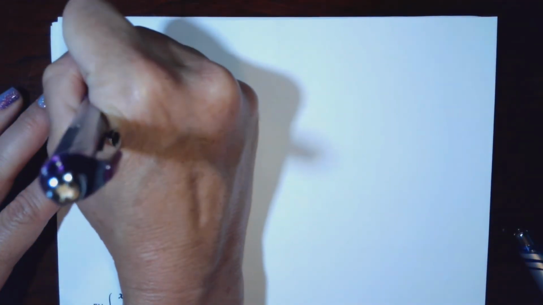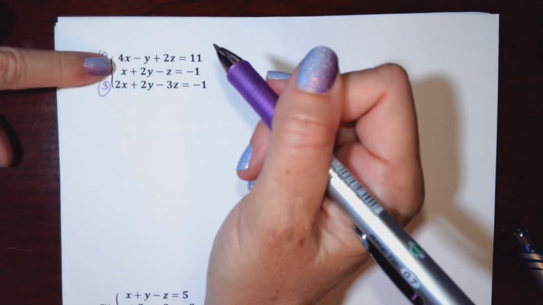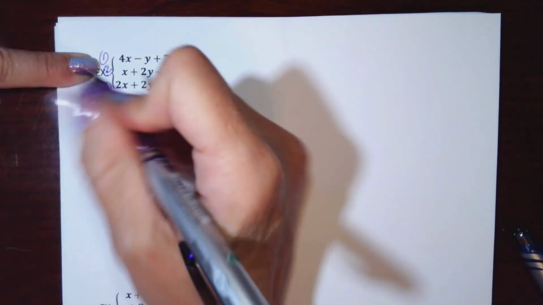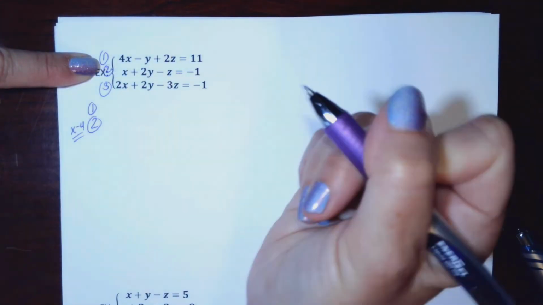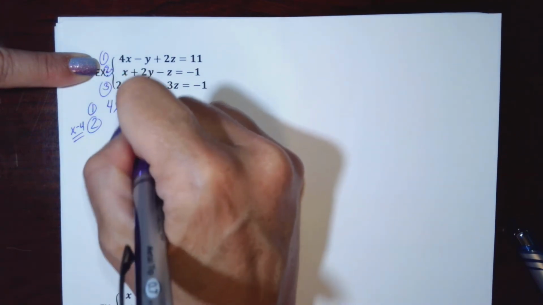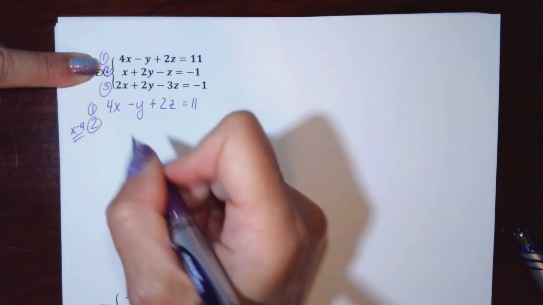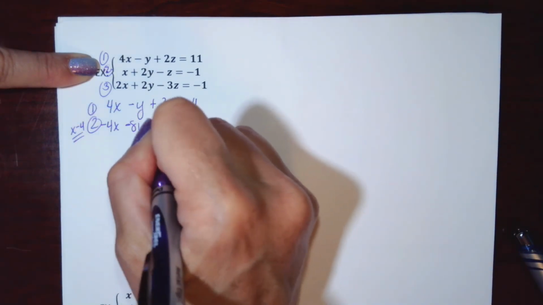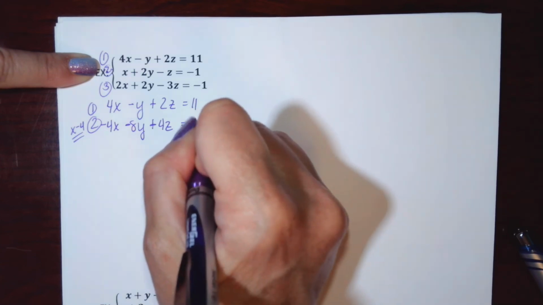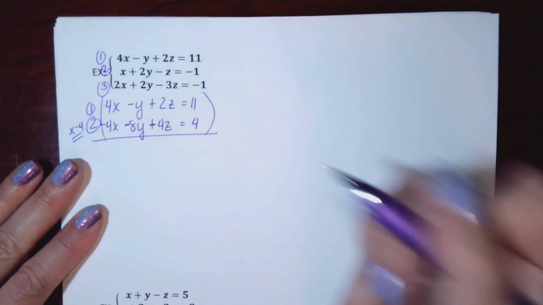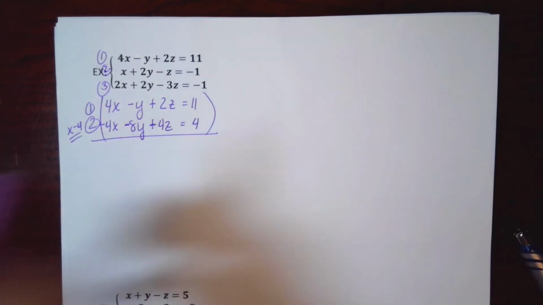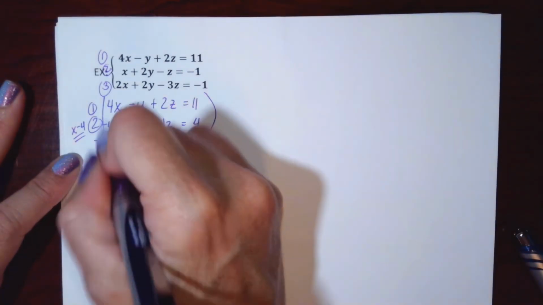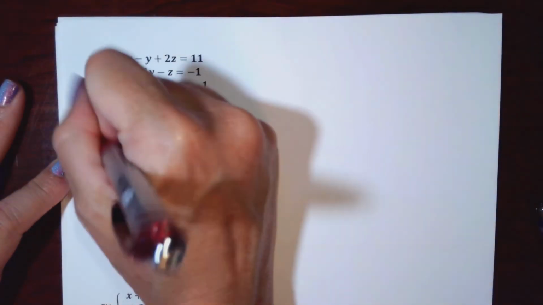Equations 1, 2, 3. We're going to start by adding equations. We're going to eliminate x just because we haven't done it yet. We're going to do equations 1 and 2, and we're going to multiply equation 2 by a negative 4. So let me copy down my first equation as it is. Multiply the second by a negative 4. That gives me my x's add to 0. That was the purpose there.